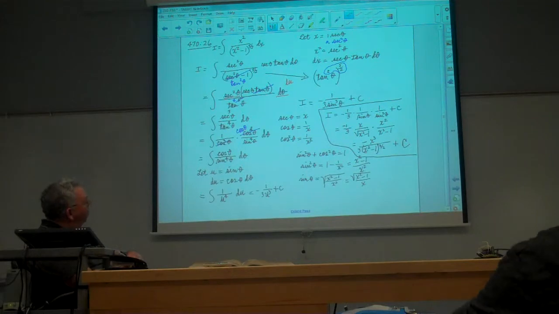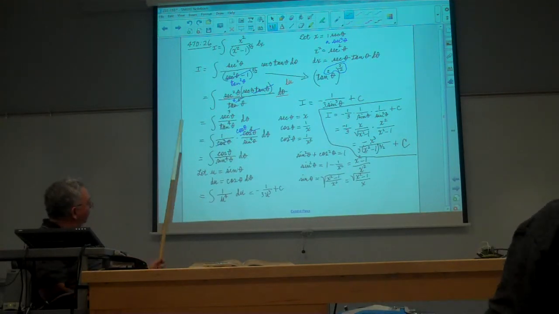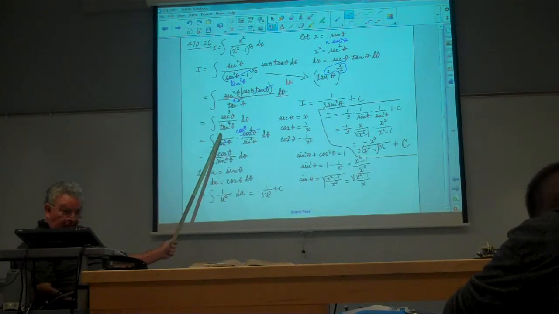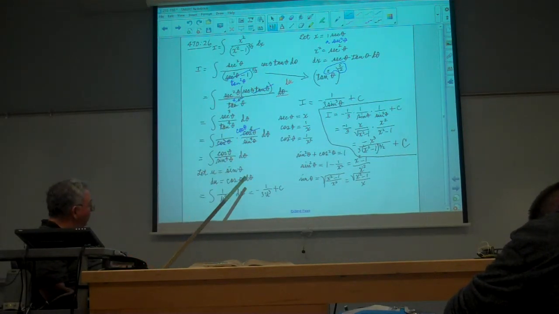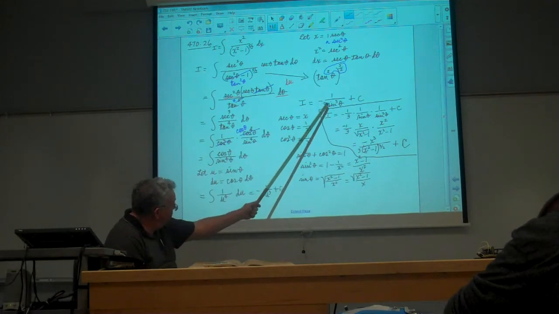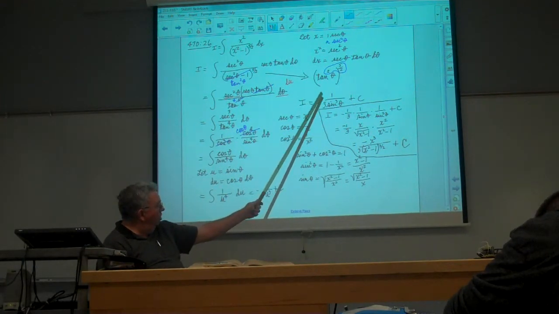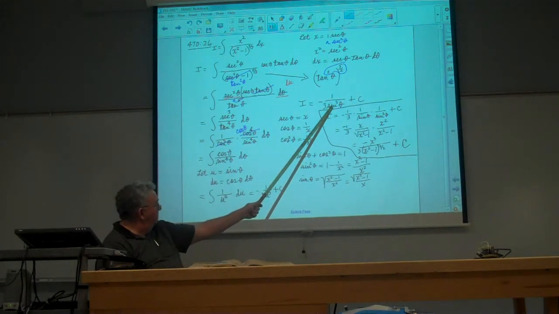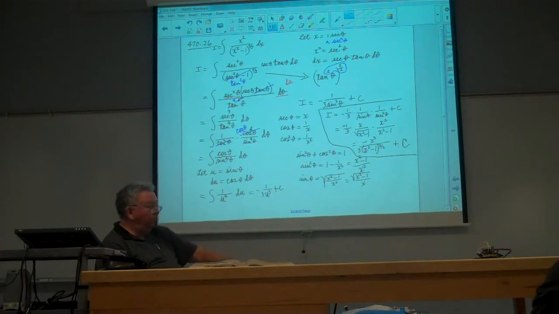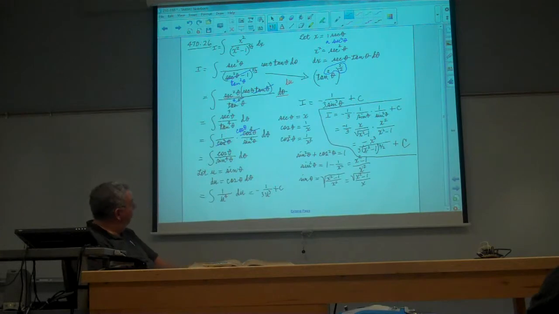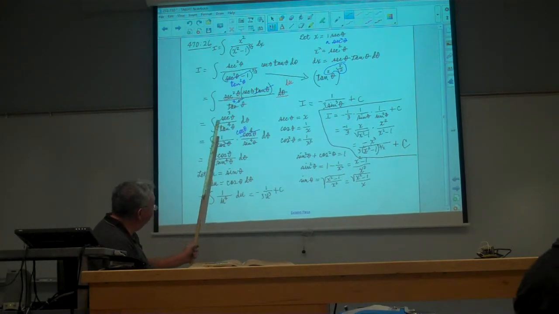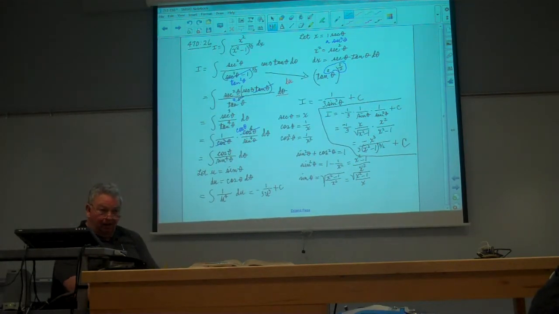Would y'all say that probably the key was changing things to sine and cosine? I'm telling you, when we got to here, you do know that's minus 1/3 cosecant cubed, right? But from here to minus 1/3 cosecant cubed is a long way to go, isn't it?